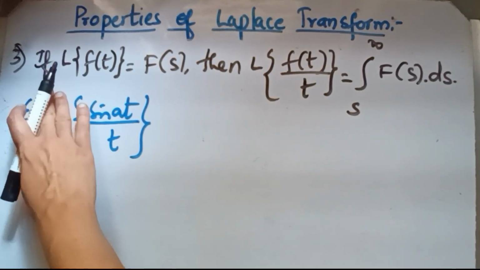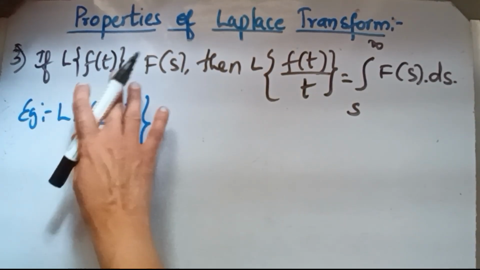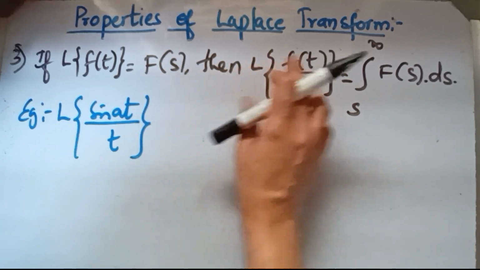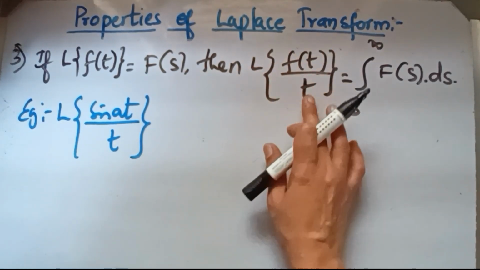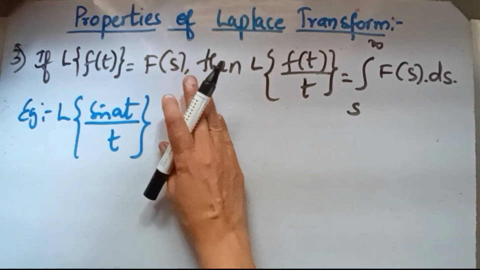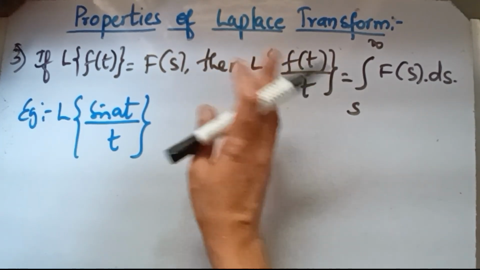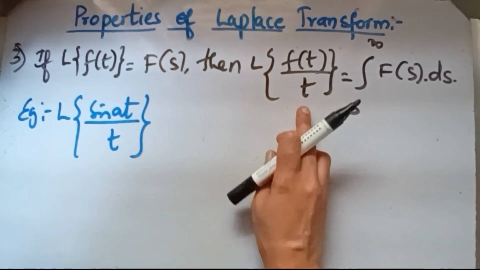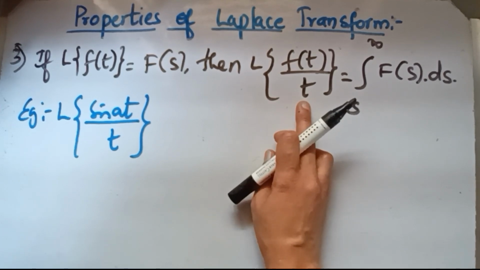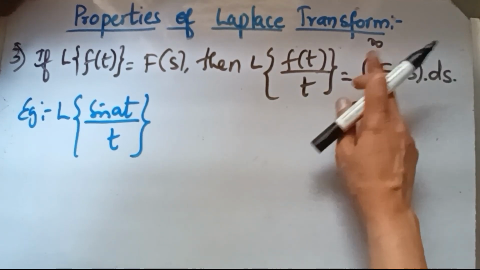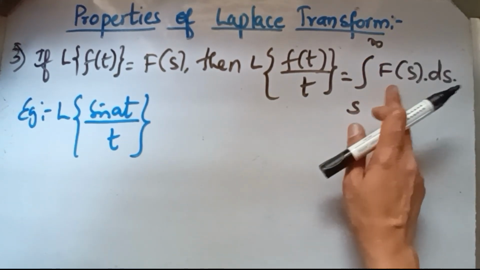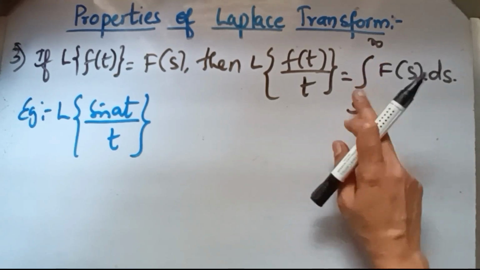Now see the third property. If the Laplace transform of f of t is f of s, then the Laplace transform of f of t divided by t. In the previous case you had multiplied by t to the power n. Here it is just divided by t to the power 1, which is given as the integral from s to infinity of f of s ds. It involves an integral.